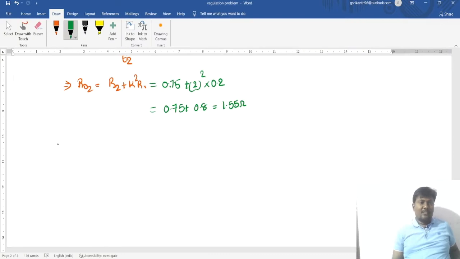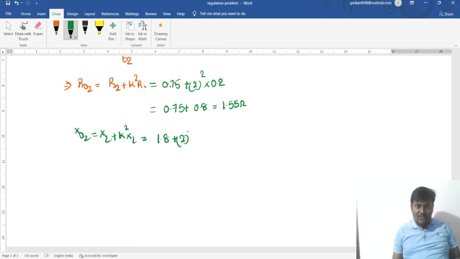Similarly, X02 is equal to X2 plus K square times X1. What is X2? The X2 value is 1.8 and K value is 2. K square is 2 square into 0.5, so 4 into 0.5. So this is X1 is 0.5 now. That is substituted here. 2 square into 0.5, 4 into 0.5. 4 into 0.5 is 2. 2 plus 1.8 is 3.8 ohms.